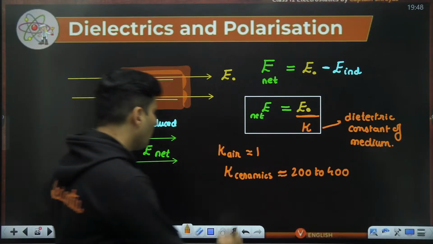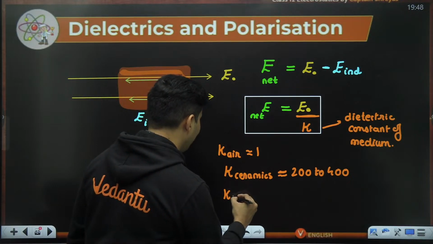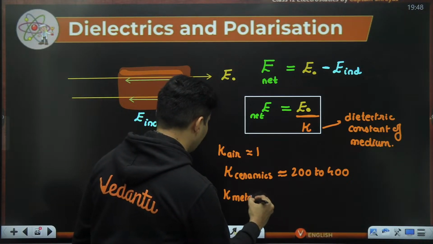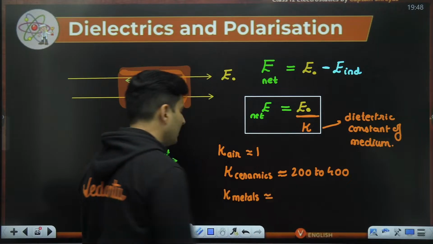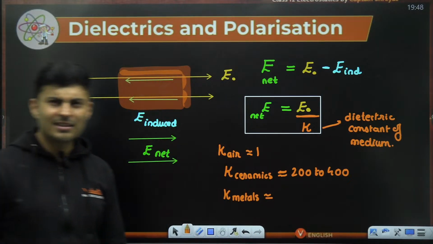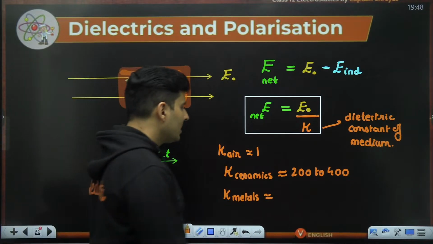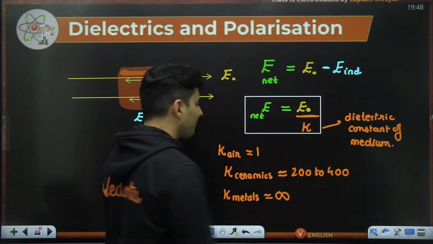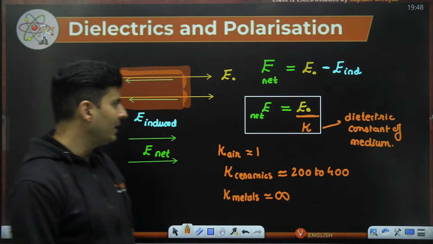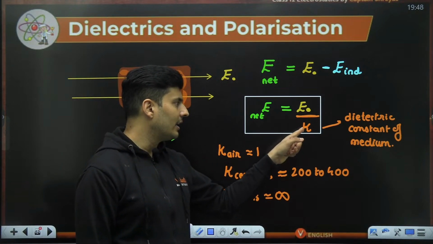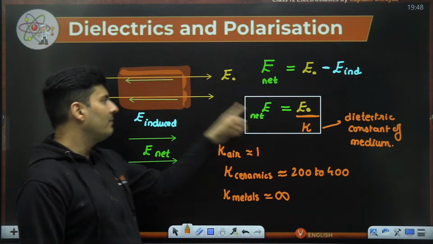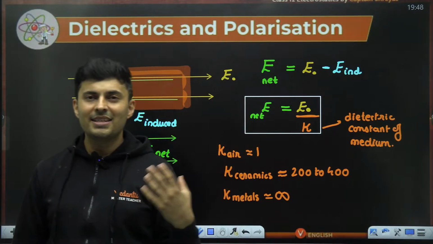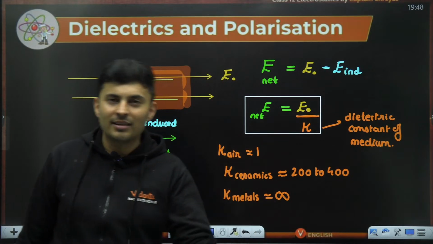If you ask me, what is the dielectric constant for metals, which are basically conductors? Any guesses, guys? It will be nothing but infinity. And there is a very simple reason for it. If K becomes infinitely large, the field inside will become 0, which is the case of conductors.